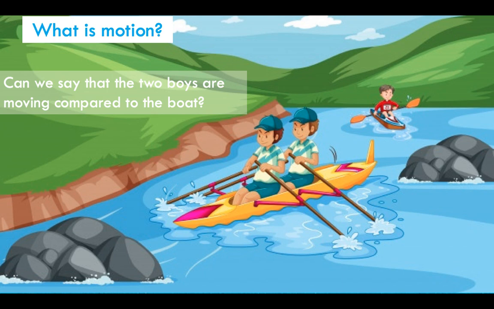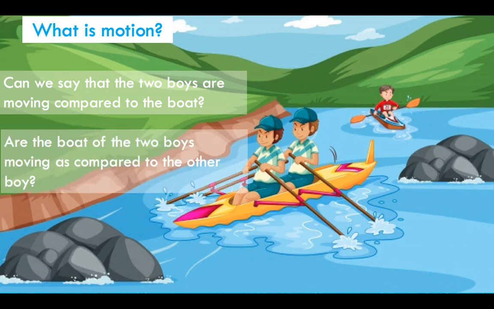Definitely not. They are not moving because the distance between the boys and the boat stays the same. But if we compare the boat of the two boys to the other boy on the other boat, can we say the boat is moving? Exactly. The boat is moving because their distance changes as they row. Therefore, there is a change in their position or location.